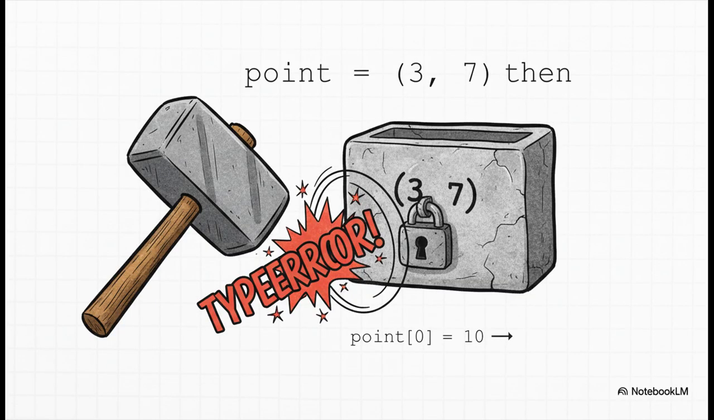And Python takes this rule very seriously. If you create a tuple, like this point 37, and then you try to change one of its elements, bam! Python just stops you dead in your tracks with a type error. It's screaming at you, hey, this object does not support item assignment. And you know what? That's not a bug. That's a feature. It's protecting you from yourself.